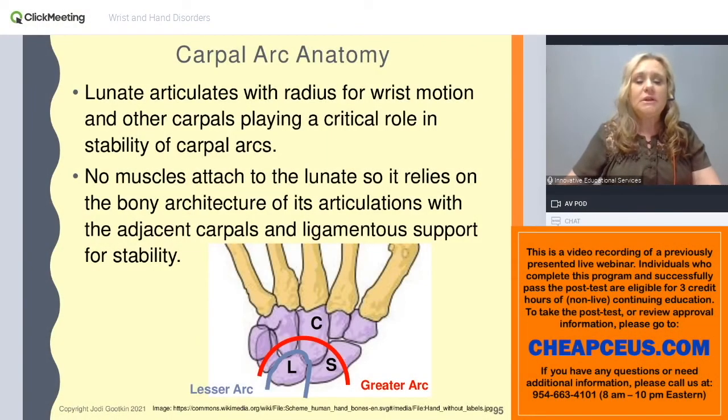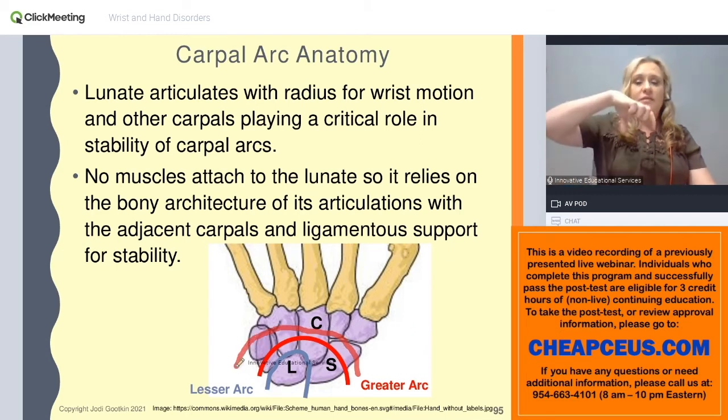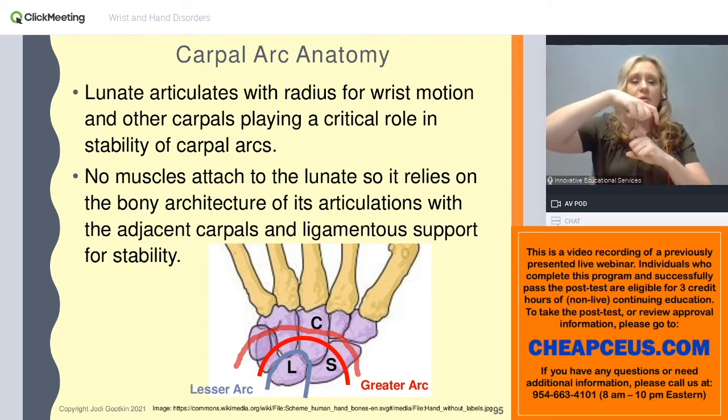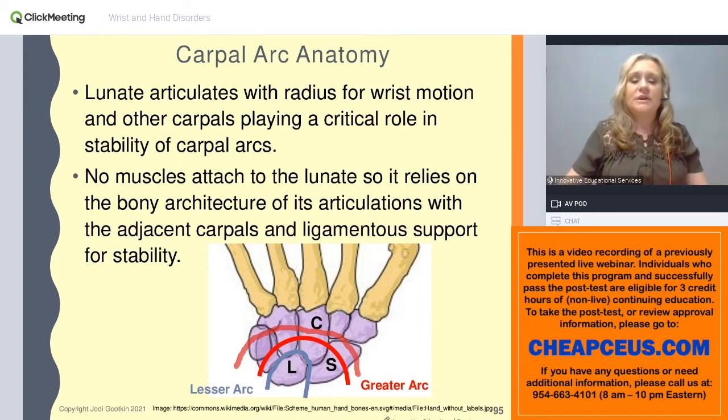As we look at the alignment of the other carpal bones, we're going to look a little more closely at what's called the carpal arc. The greater carpal arc is looking at the positioning of all of the carpal bones sitting around the lunate. So we have all the carpal bones and how they align. The lesser arc is looking specifically at just those ligamentous support structures around this lunate itself.